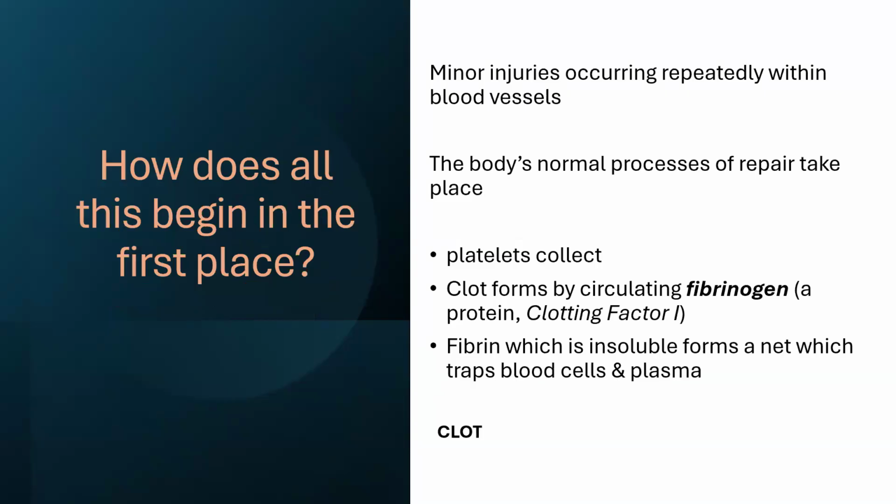Now, how does all this begin in the first place? You know, minor injuries occurring repeatedly within the blood vessels can lead to this kind of cycle to be set up. The body's normal processes of repair take place. In other words, the platelets collect, a clot forms by circulating a certain protein called fibrinogen, also known as clotting factor 1. And then fibrin, which is insoluble, forms a net which traps blood cells and plasma. And there you have a clot. A clot has formed.